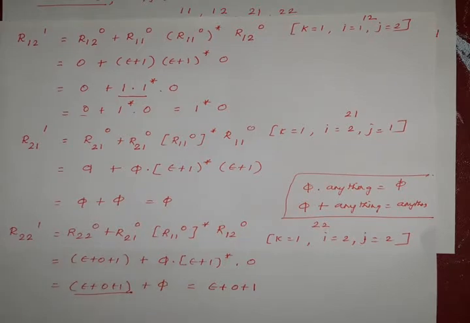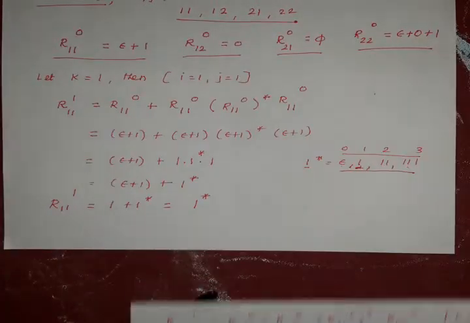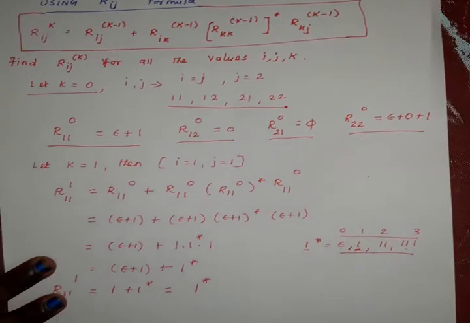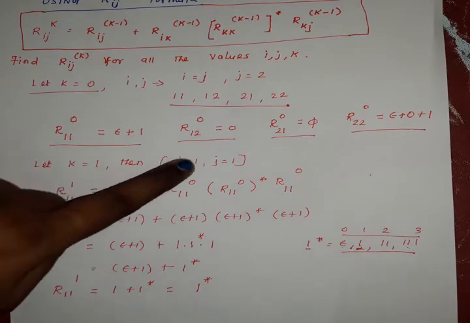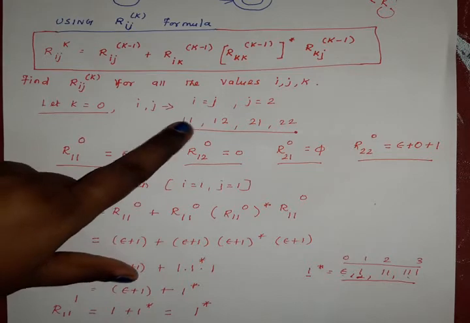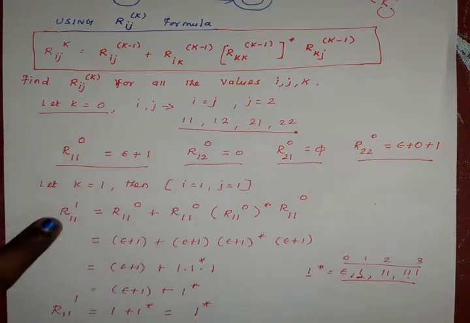So these are the results of the regular expression values for k equal to 1. Next we are going to consider k value is 2 and the same 4 possible combinations: 11, 12, 21, 22 for k value is 2.